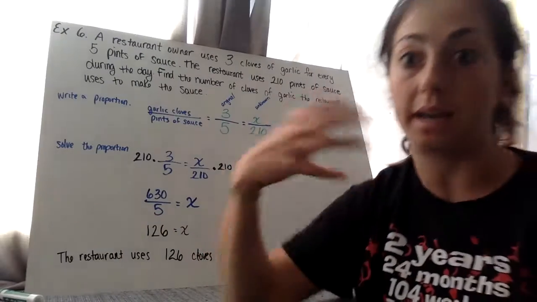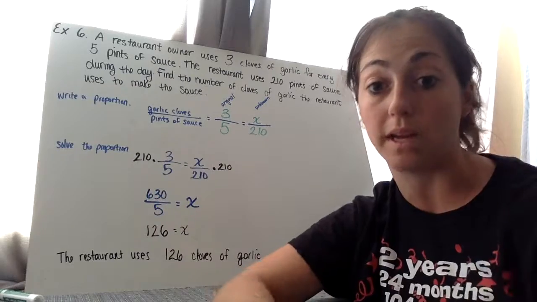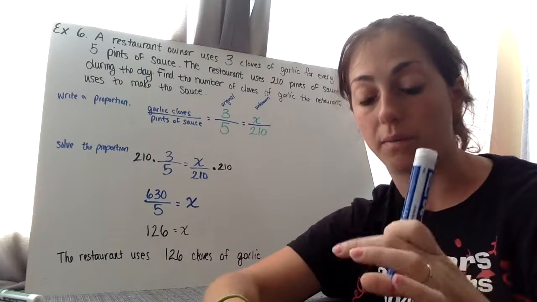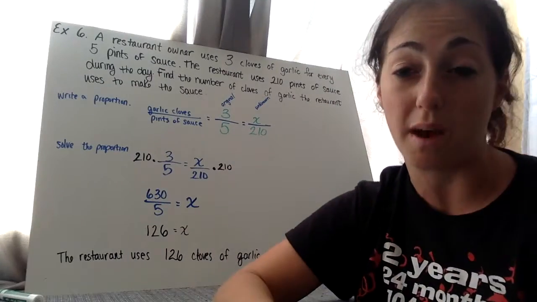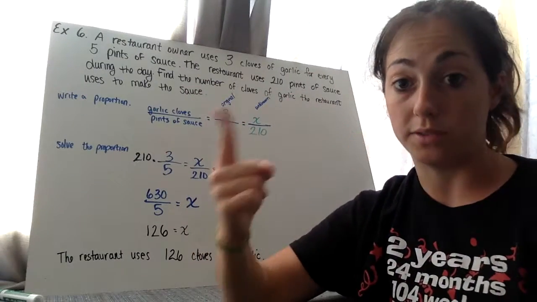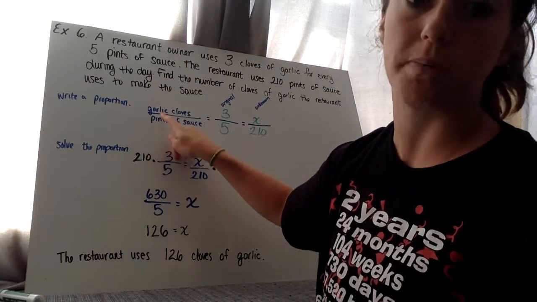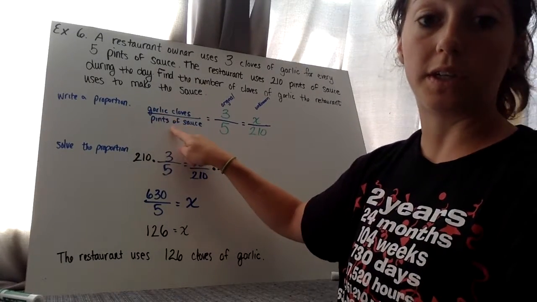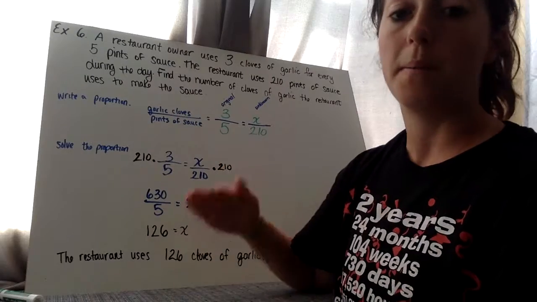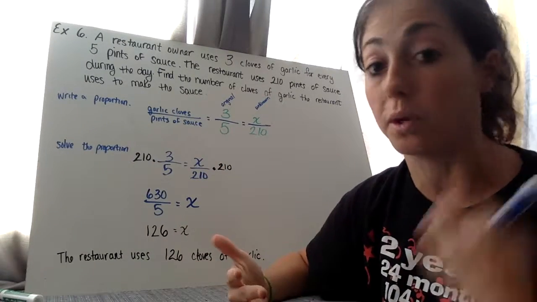In order for us to make this delicious sauce, there needs to be that exact proportion. Every time you make a recipe, it's some amount of something with some amount of something else, and usually a lot more than that. But here we're only comparing two things, which is cloves of garlic and pints of sauce. So that's our first thing to do, is to make a proportion. We're comparing cloves of garlic to pints of sauce. I always write it because sometimes if you don't, you can mix up the order of where things go and it will no longer be correct.